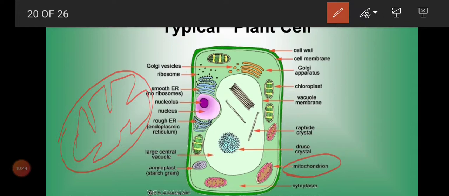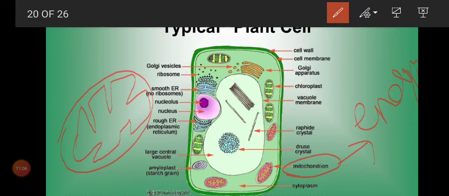So it produces energy. From the mitochondria we get energy. Plants get energy too. So what is the mitochondria? The powerhouse of the cell. How should you draw the mitochondria? You draw two layers, an outer layer and an inner layer that is folded like this. This is the structure of the mitochondria.